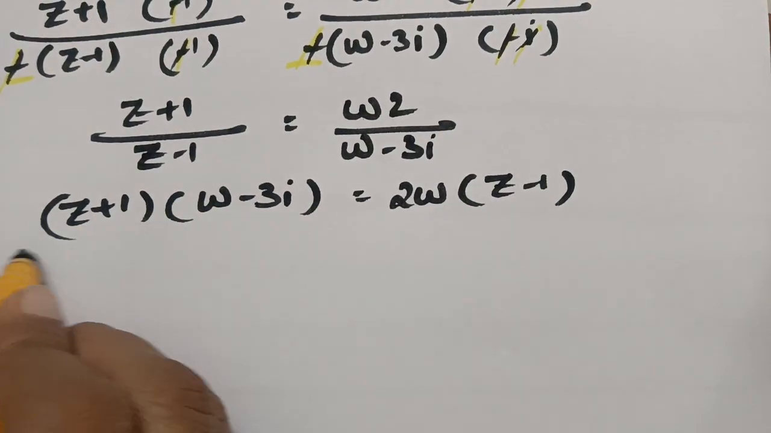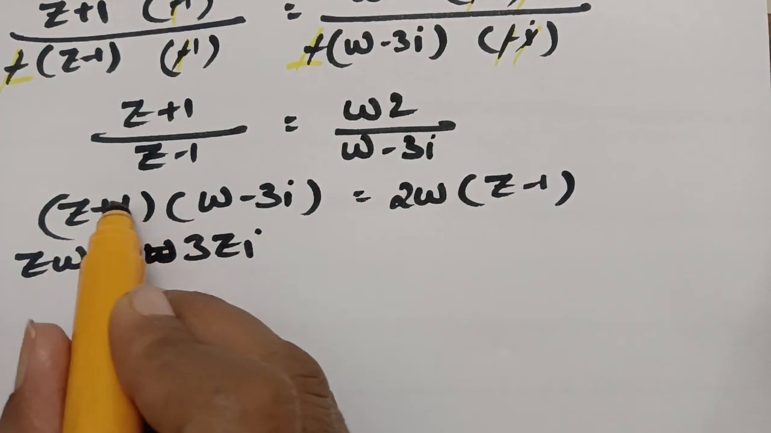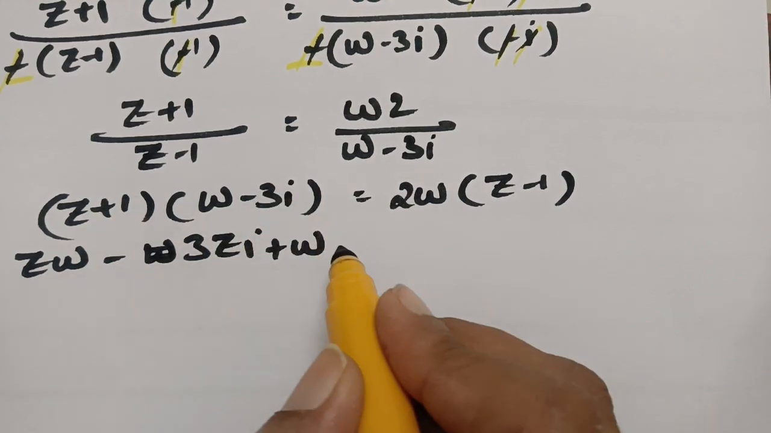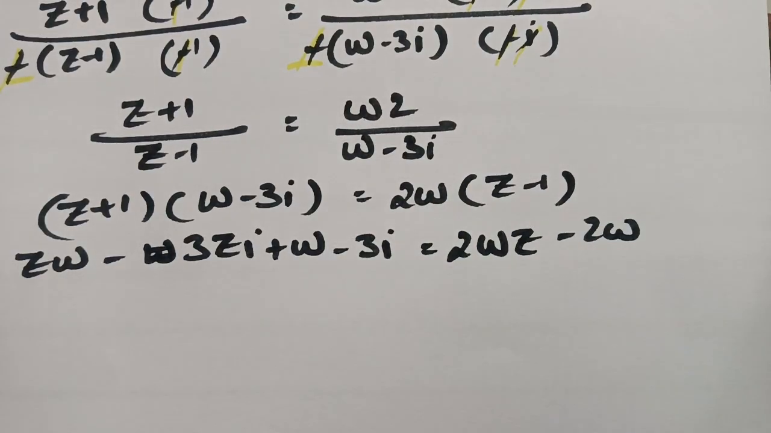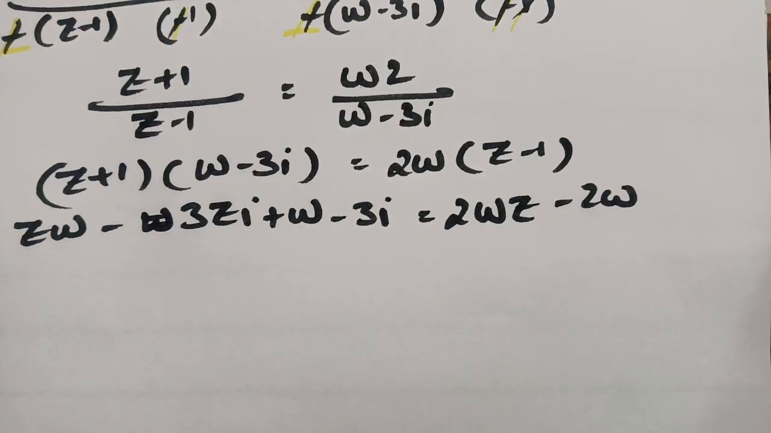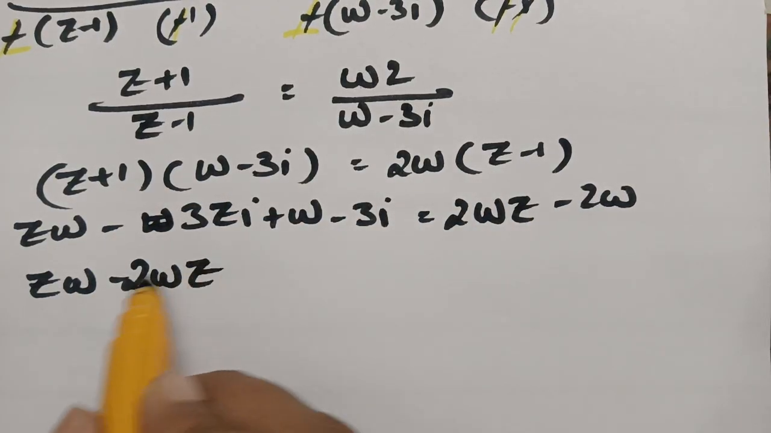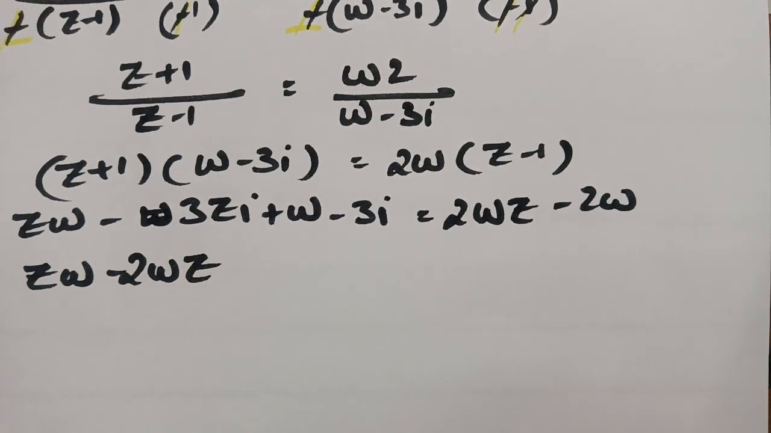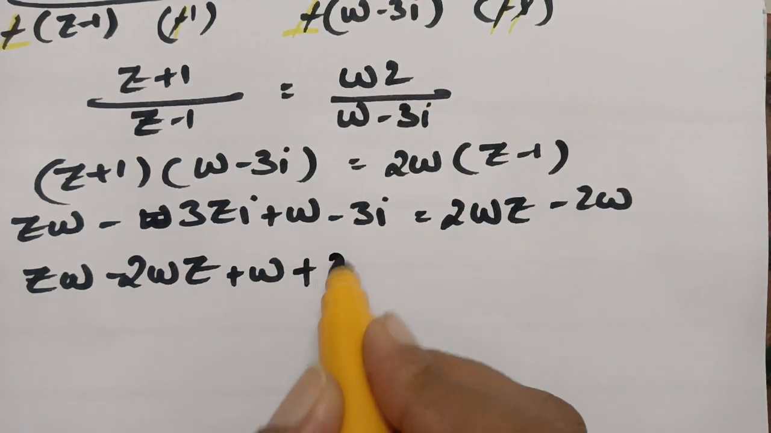So if I multiply with z, this will be zw minus 3zi, and if I multiply with w, this is w, and if I multiply, this is minus 3i. So if I multiply, this is 2wz, and this is minus 2w. If you see all these, we have to take w as common for one time, and next thing here we have to take common z. And the next one here, this is zw, and this is 2wz. I am bringing everything this side. This is zw. If I bring this side, this will be minus 2wz. And this is, see here, this is single w here. And if I bring this side, this will be plus 2w.